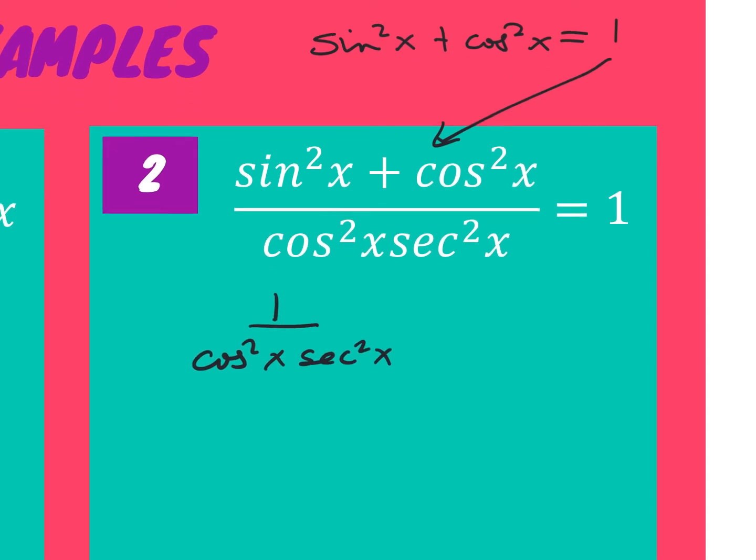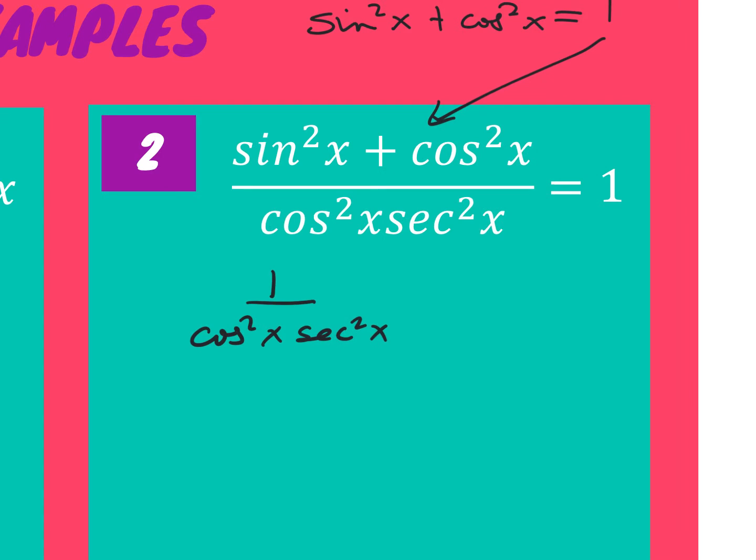Next thing I'm going to do is change secant squared x to its reciprocal. And the reciprocal of secant is cosine. So I'm going to change this and make this 1 over cosine squared x. So I still have the 1 in the top. I still have the cosine squared x, but I'm going to change that secant into 1 over cosine squared x.